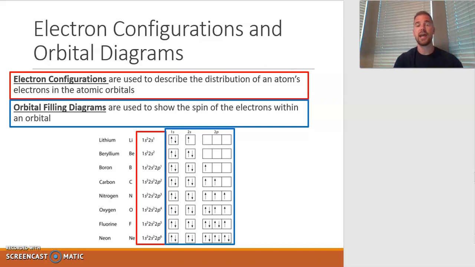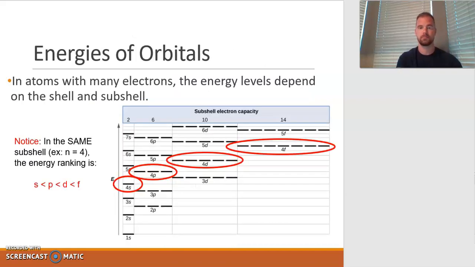The orbital filling diagrams, or simply orbital diagrams, build on top of the electron configuration and are used to show the spin of the electrons within an orbital. If you take a look at the examples below, what's in red are examples of electron configurations, and what's in blue are examples of orbital diagrams. You may be familiar with this from a previous chemistry course, but in this video we'll talk about how we can figure out how to write those.